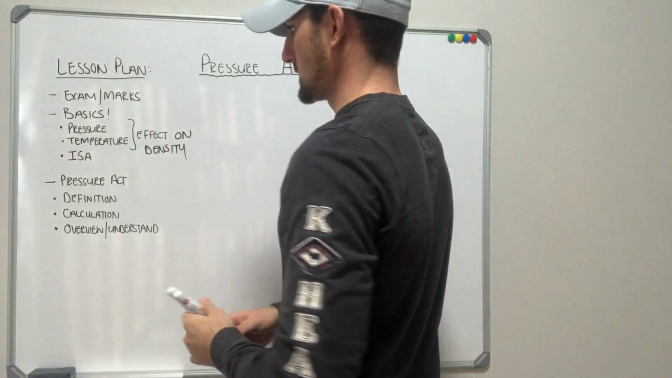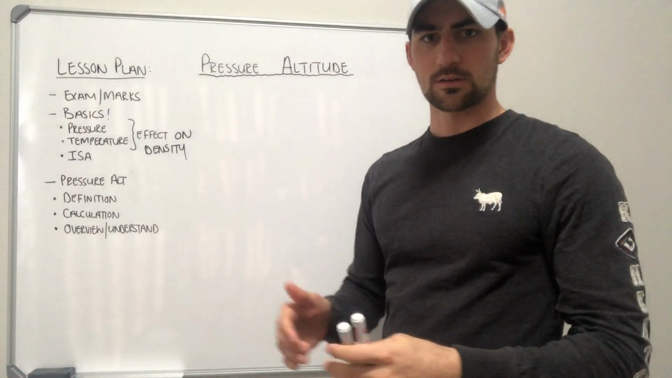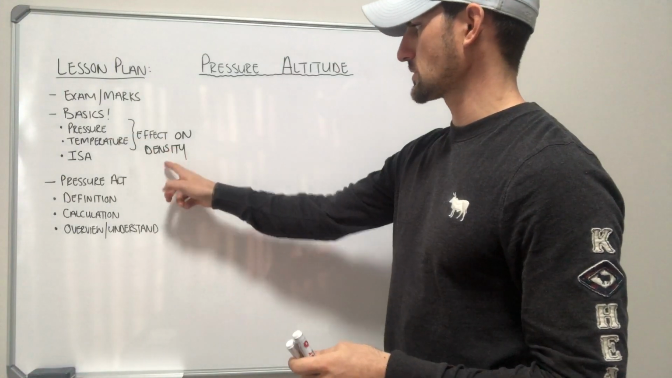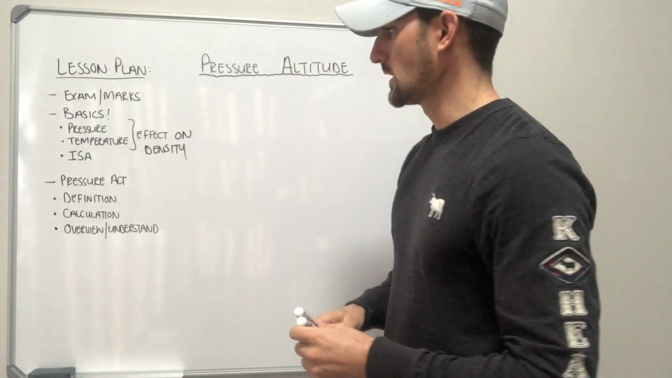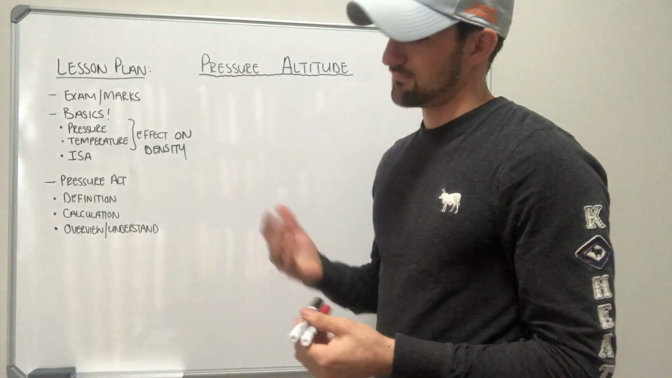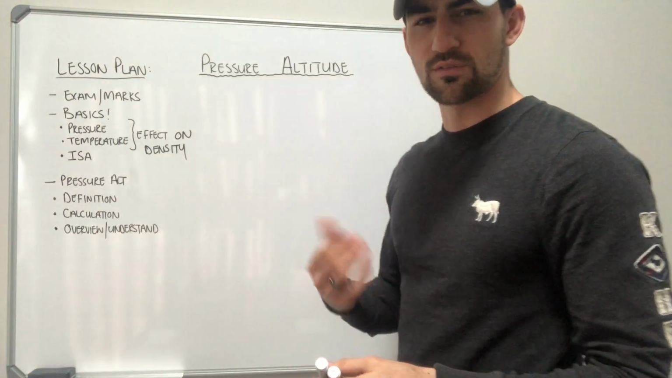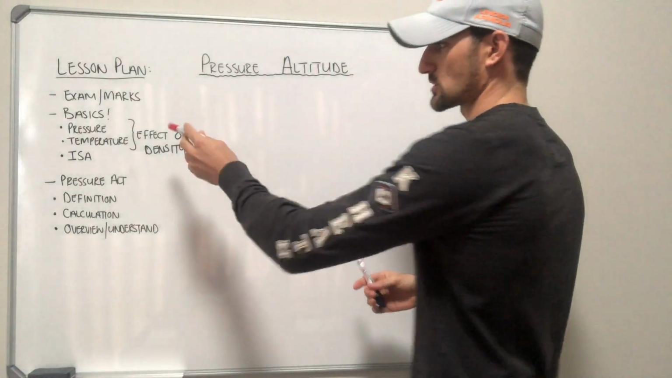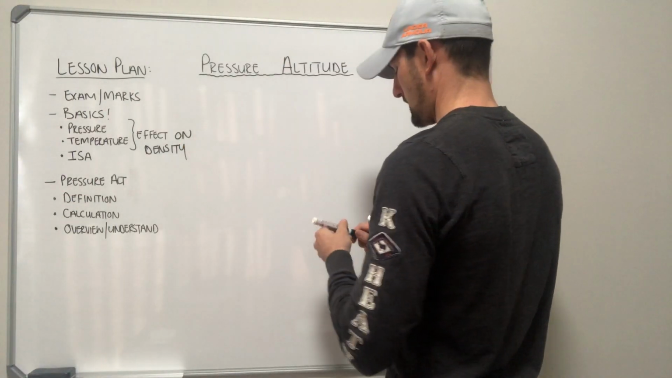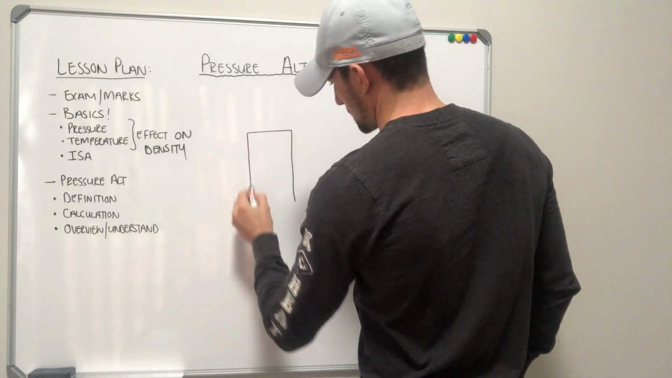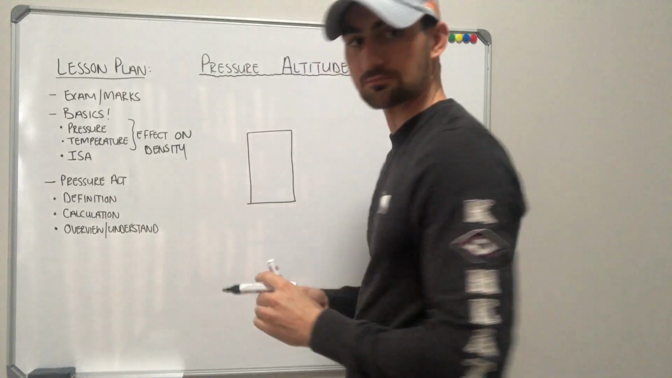So let's talk about the basics. Before I go into calculations and those things, let's make sure you understand what the effect of pressure and temperature is on air density. Because if you don't understand this, then you're not going to understand the effect of pressure altitude or the effect of density altitude. So I'm going to start off by looking at pressure, and I'm going to try and keep this as simple and straightforward as possible.